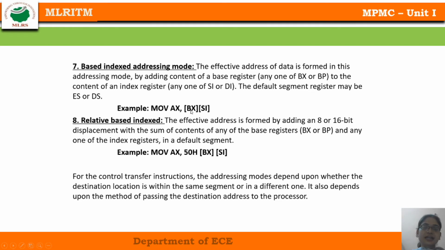Here, BX and SI both are the offset address of the source data. We can calculate the physical address with the help of segment registers.